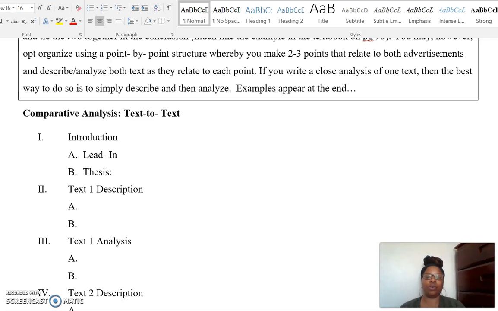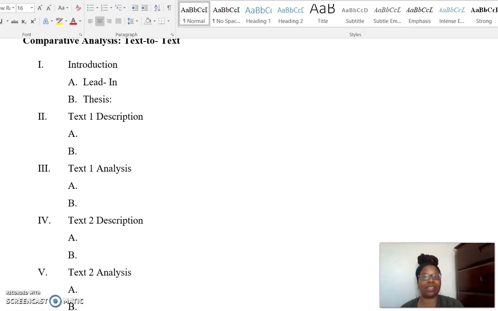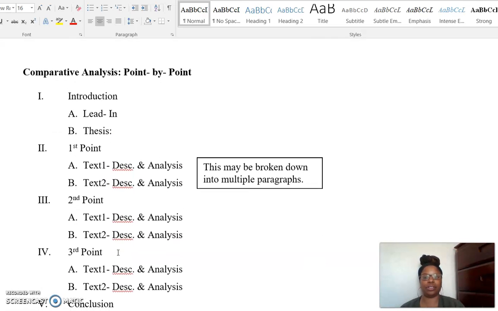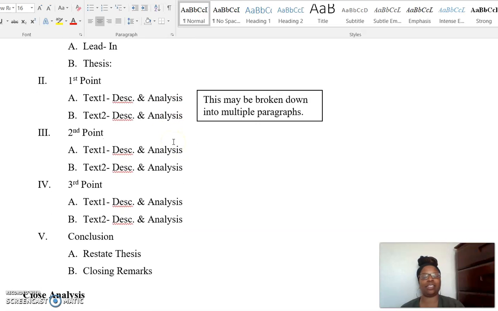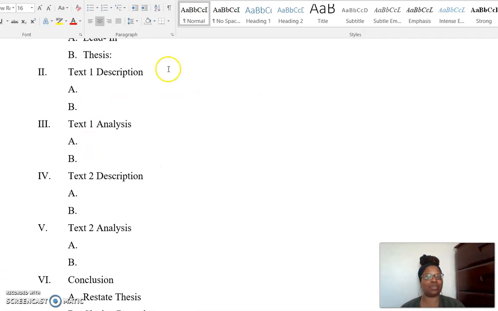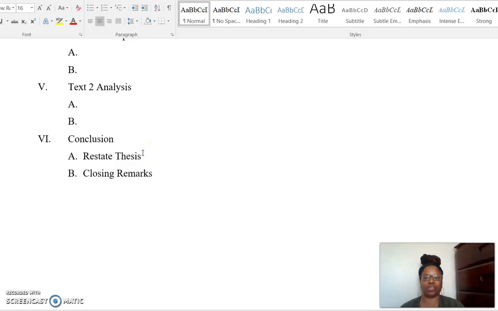So notice what I give you is a couple of blank templates, and then I give you examples. So if you are choosing two texts, right, we're going to call that a comparative analysis. So if you're choosing two ads, you can do exactly what the sample essay just did: describe and analyze the first ad, describe and analyze the second ad. What you could also do is a point-by-point analysis where you make 2 to 3 points about each ad and you describe and analyze them together. I'll be honest with you, this is the easiest way. So I'm going to encourage you to use that one.